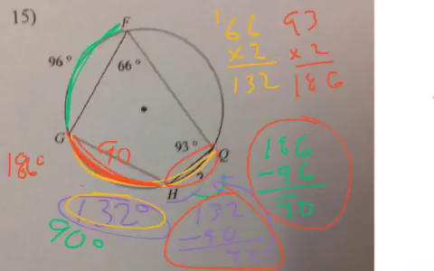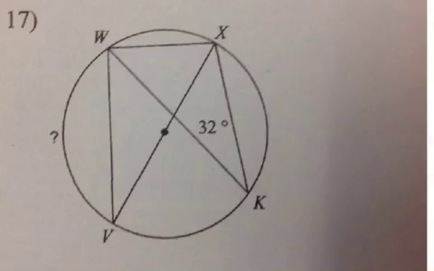First, pause the video if you need to. Okay, so let's take a look at number 17 here. What do we know? We know that this angle right there is 32 degrees. So does everybody understand that arc right there is 64 degrees? Again, all I did was 32 times 2, 64 degrees. The arc is always twice as big as the inscribed angle, as we like to say. The arc is always twice the inscribed angle that cuts it out.